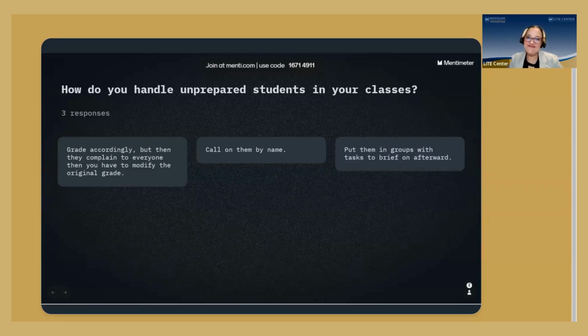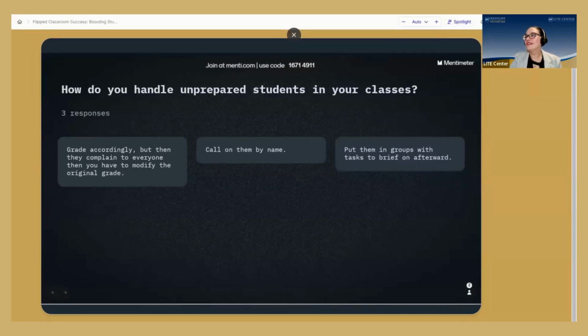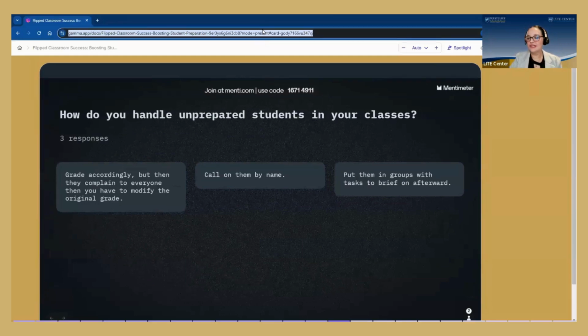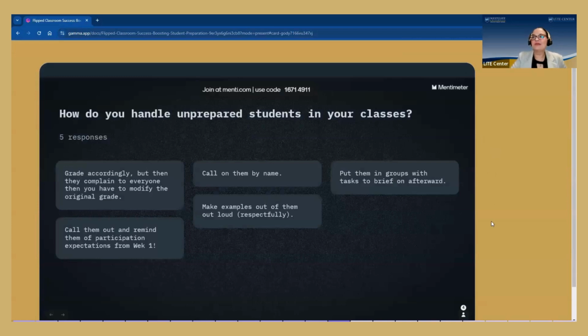Call on them by name. I'm not sure that's going to be a good strategy. Put them in groups with task to debrief. Let me refresh so I can get your answers. Let's see. Oh, okay, there you go. I can see more people.